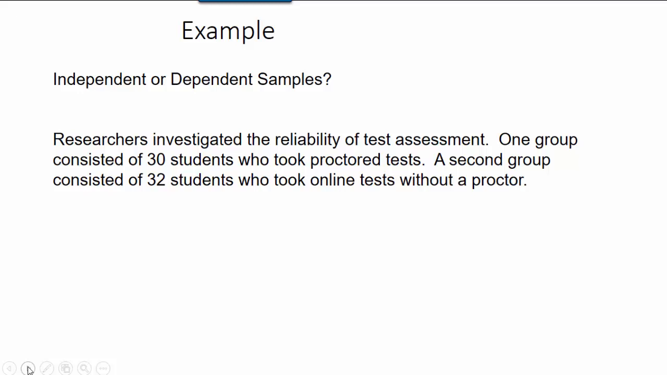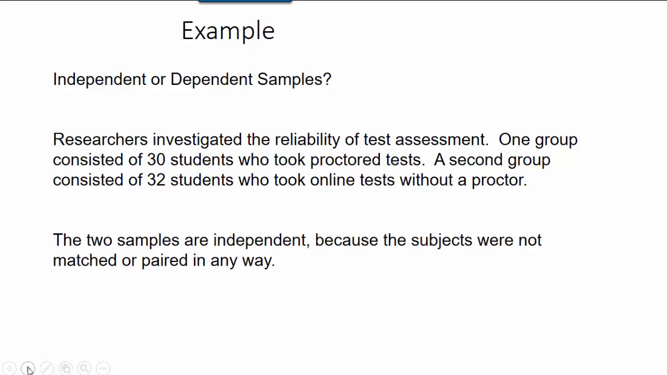In this case, it says researchers investigated the reliability of test assessment. One group consisted of 30 students who took proctored tests. A second group consisted of 32 students who took online tests without a proctor. So do you think that would be independent or dependent? The answer is that these are independent because the subjects were not matched or paired in any way.